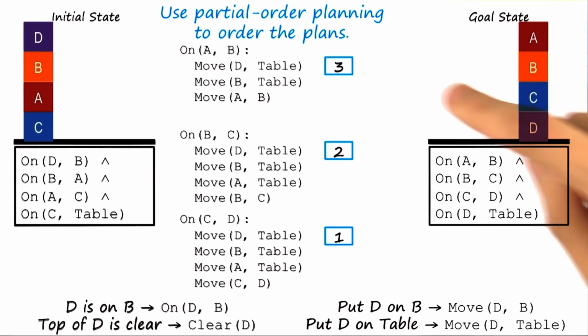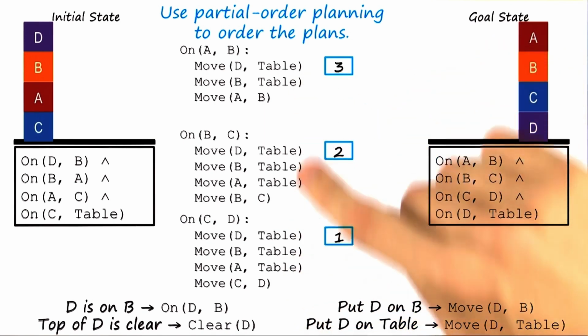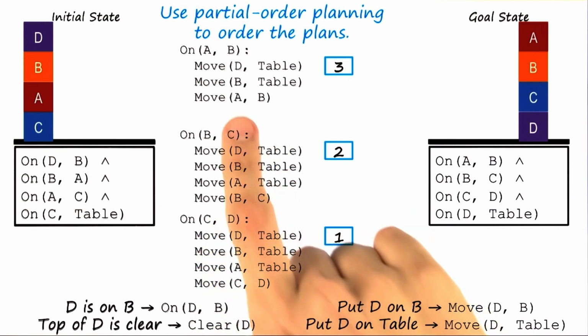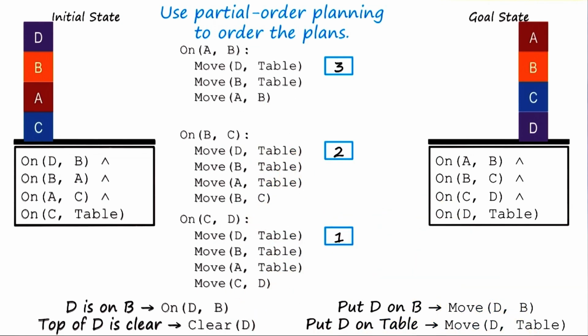So what we see is that each goal actually clobbers the next goal in its last step. So the postcondition of move A, B is that A is now on B. But a precondition for move B, C is that B is clear. Because A is on B, B is no longer clear, so we can't move B to C. So this plan has clobbered this plan.